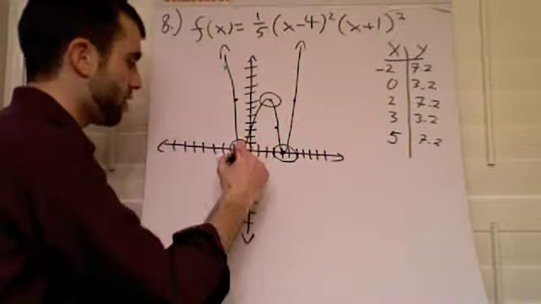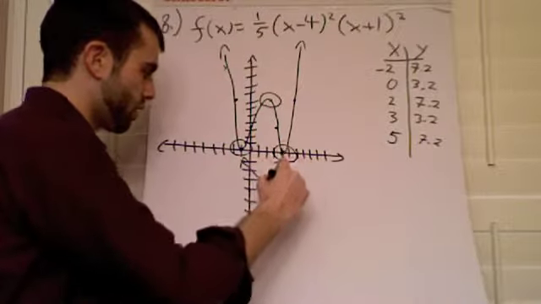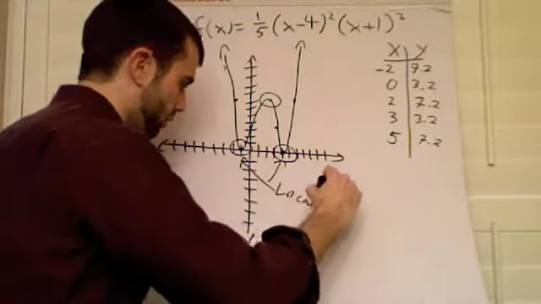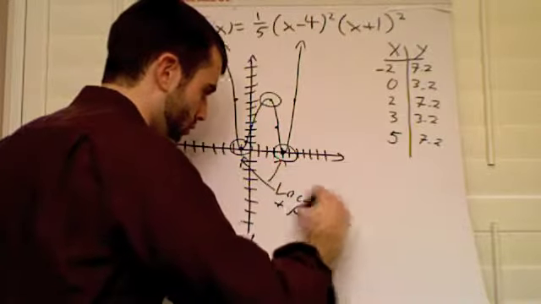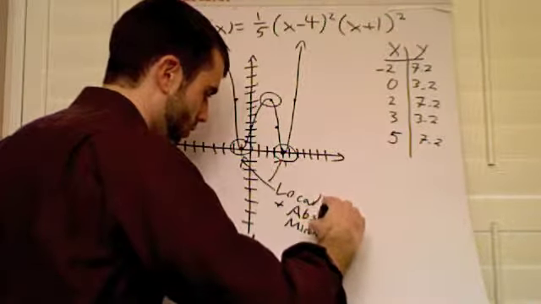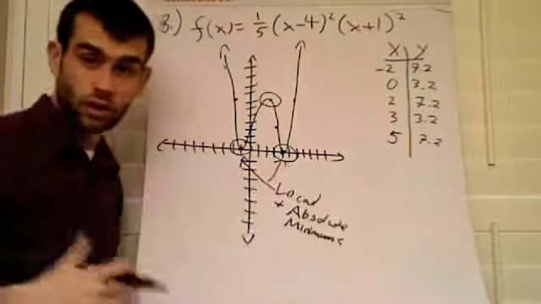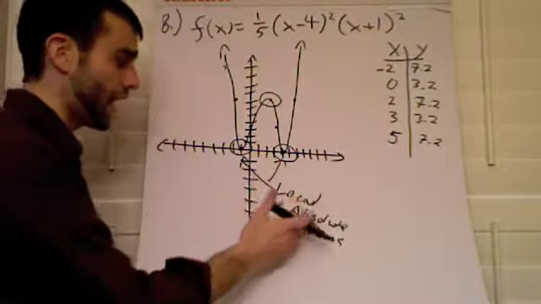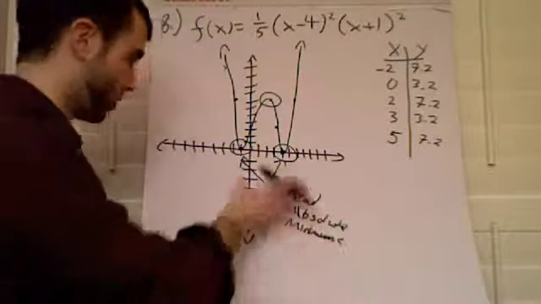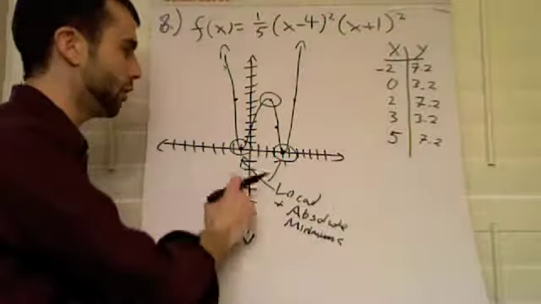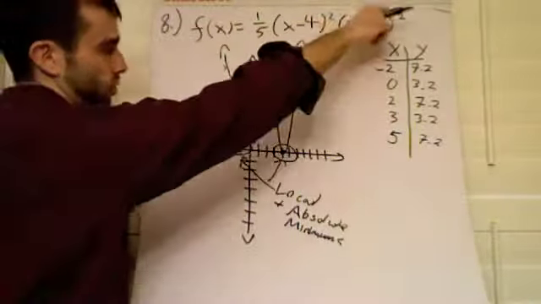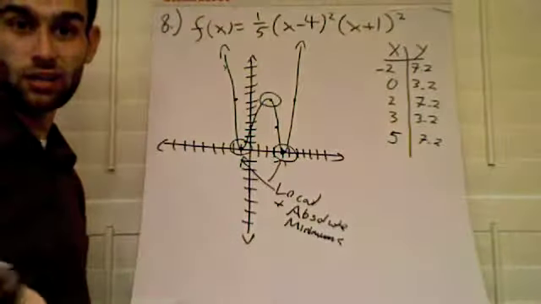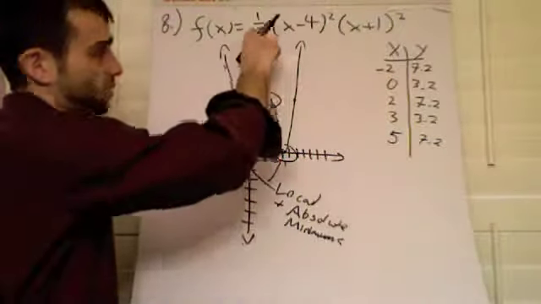Okay? Now, these two, you'll notice, are local and absolute minimums. Okay? They're as low as the function gets. They're the local and absolute minimums. Okay? The function doesn't get any lower. Notice we'll never have negatives in this function. Never. Okay? Because these are square terms. Squaring a number makes it positive. Alright? And you have a positive up here.